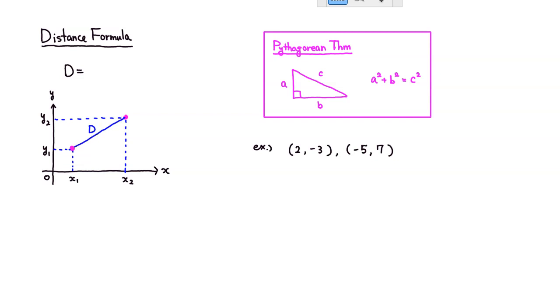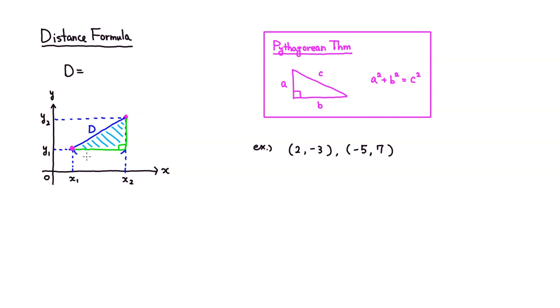What we can do is visualize the right triangle. I'm going to extend this horizontal line here and the vertical line here, and you can see that there's a right triangle right here. This is the right triangle we're looking at. Then we can find the length of the sides. The length here is going to be simply the difference between x1 and x2.